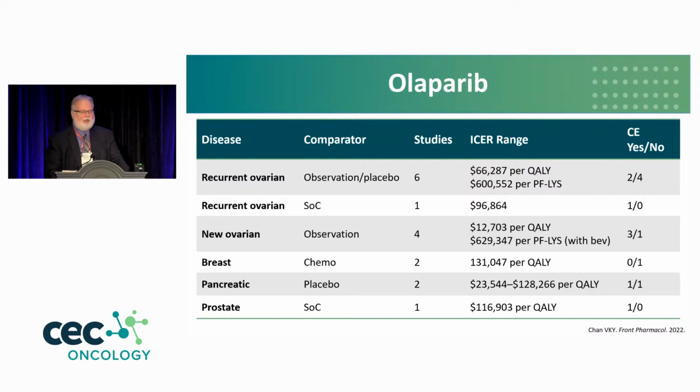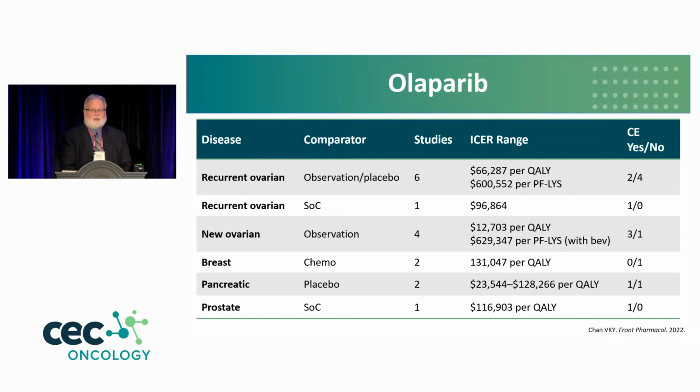When you start breaking these down by drug, we can show that there are multiple studies in ovarian cancer for olaparib, and 2 of them were considered cost effective. In the range of incremental cost effectiveness, the ICER range was between a little over 66,000.